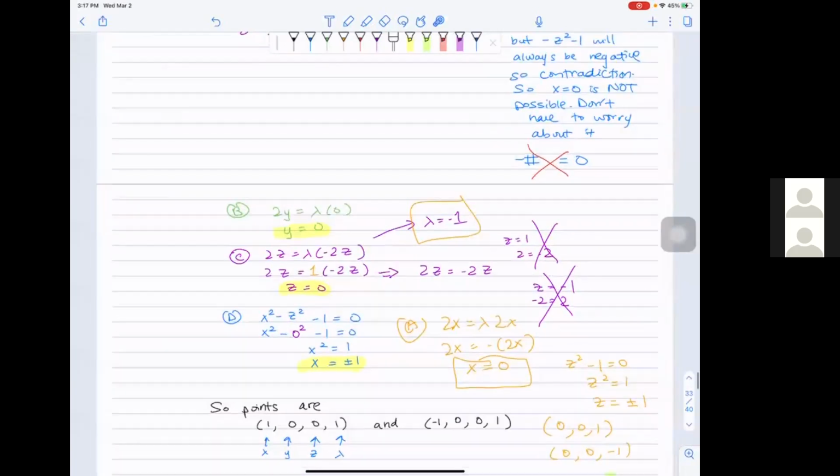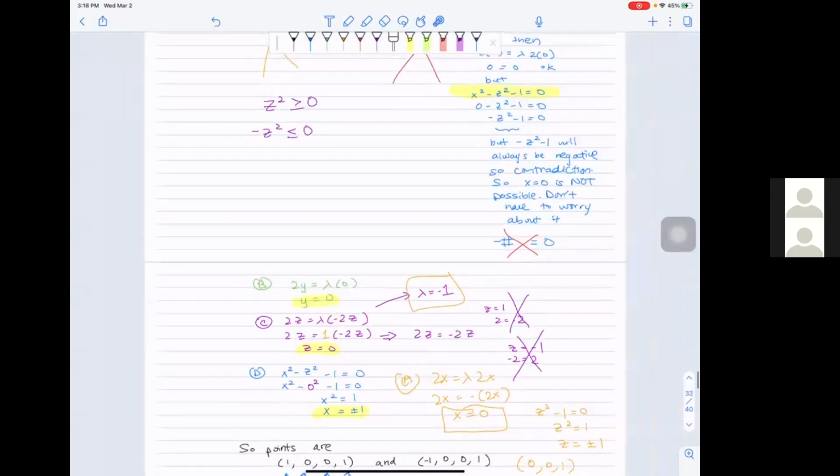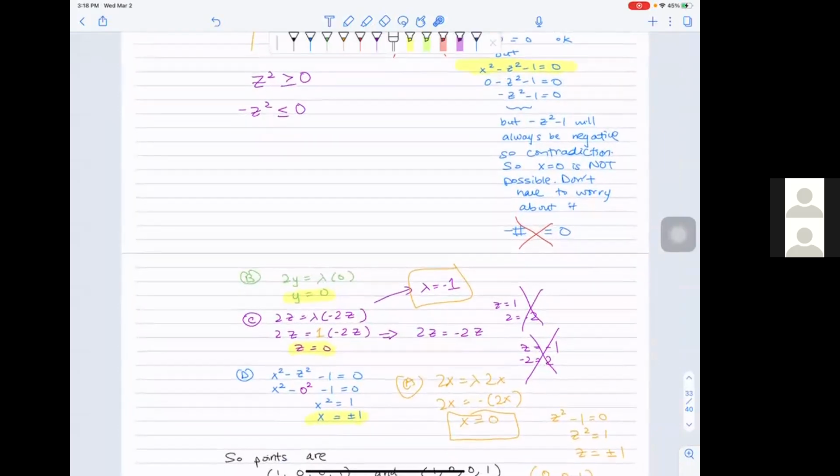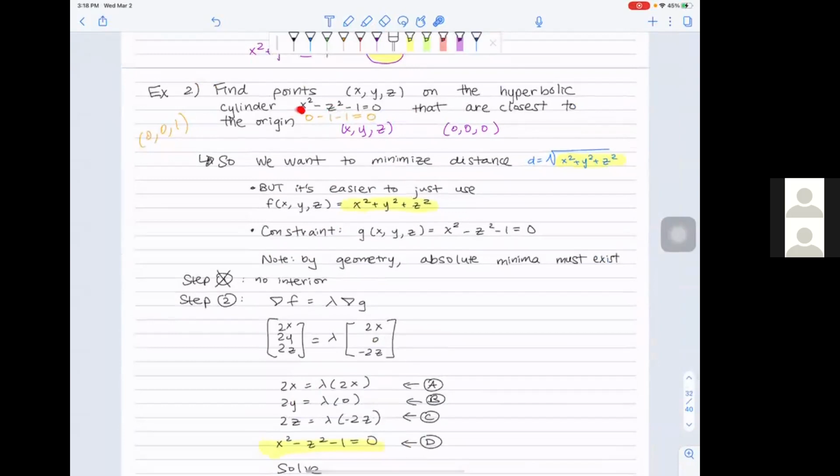It's not because in the original function, if you plug in 0 for x, you can still solve for plus or minus.